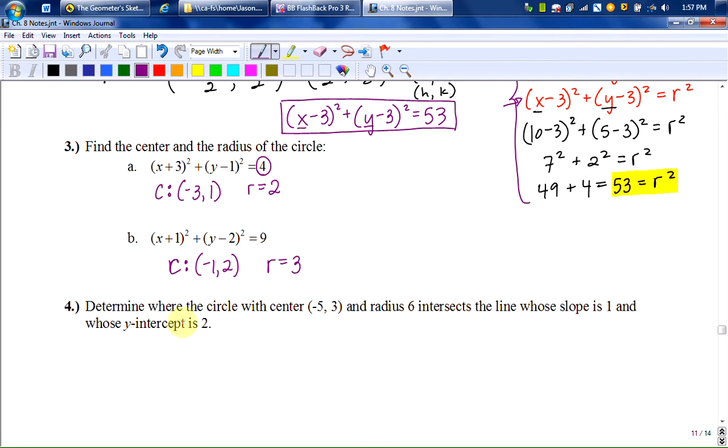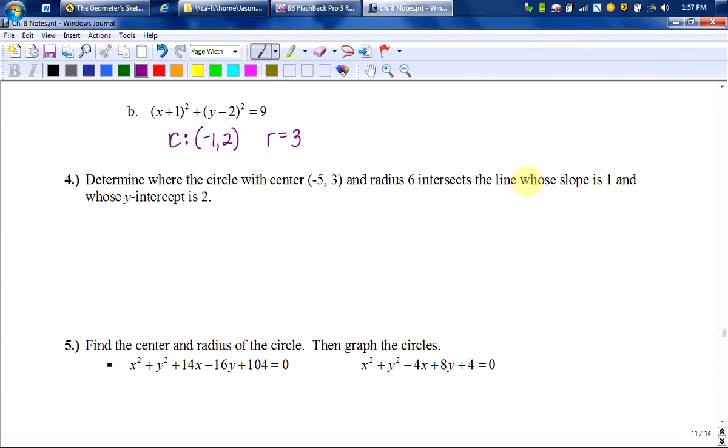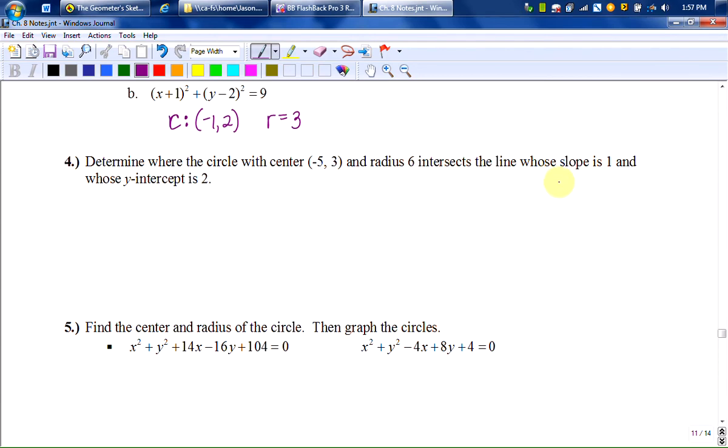Number 4, determine where the circle with that center and radius 6 intersects the line whose slope is 1 and whose y-intercept is 2. So maybe I'll start with my circle, which is x minus -5, which will be x plus 5 squared plus y minus 3 squared equals 6 squared, which is 36. That's the equation of my circle. The equation of my line, it says the slope is 1 and the b value or y-intercept is 2.